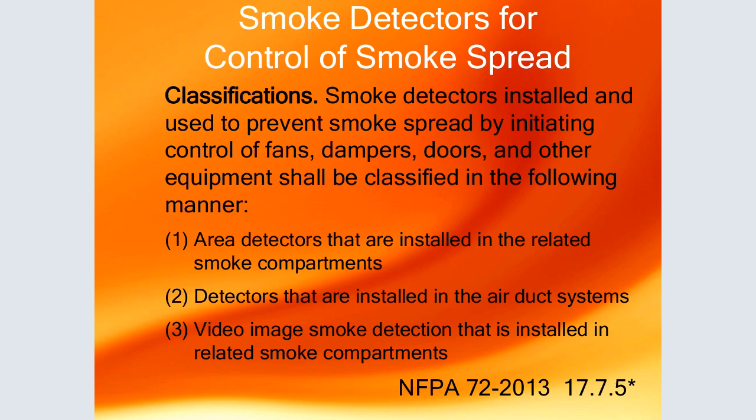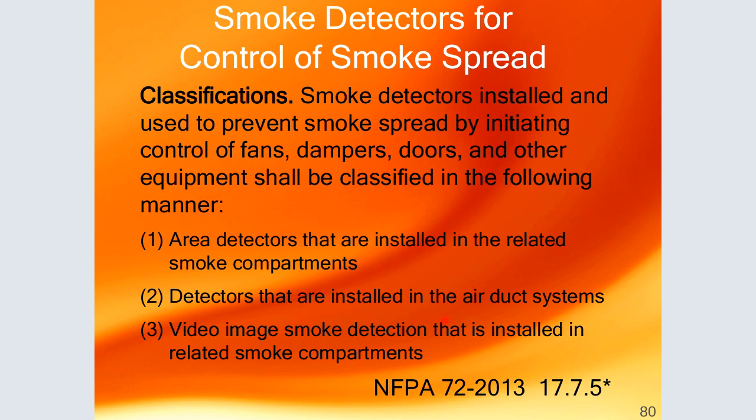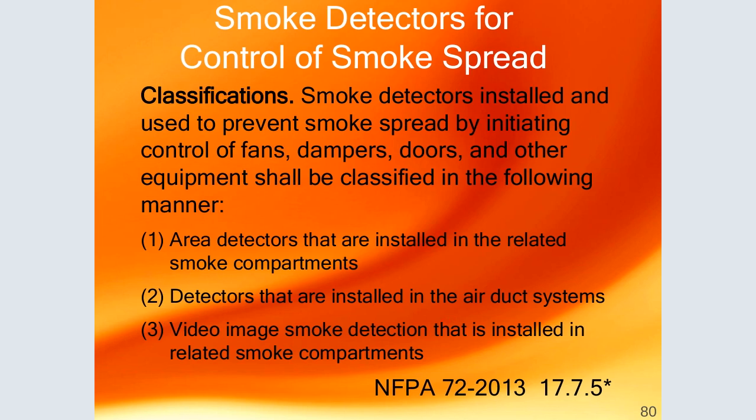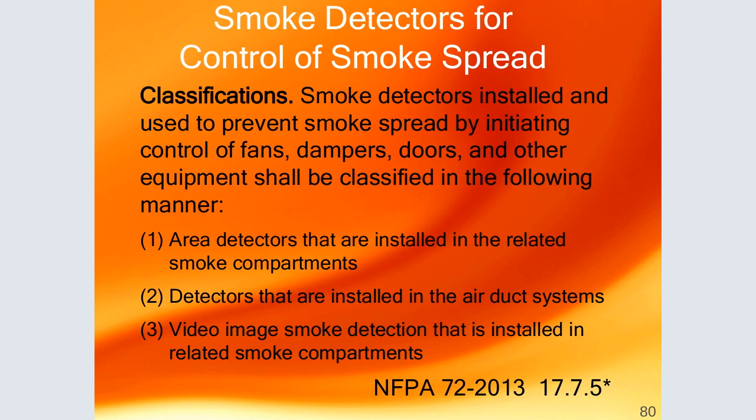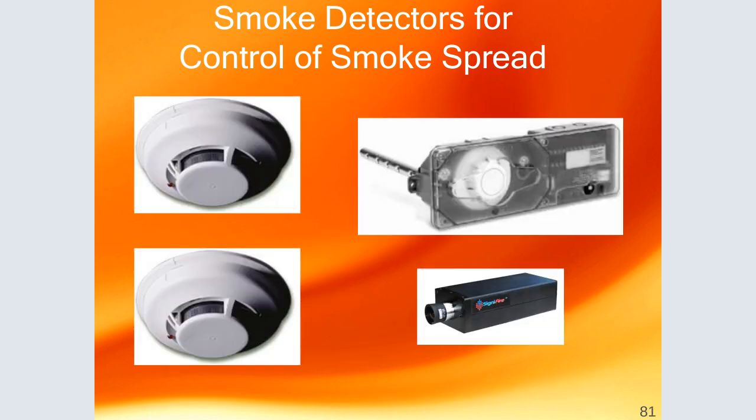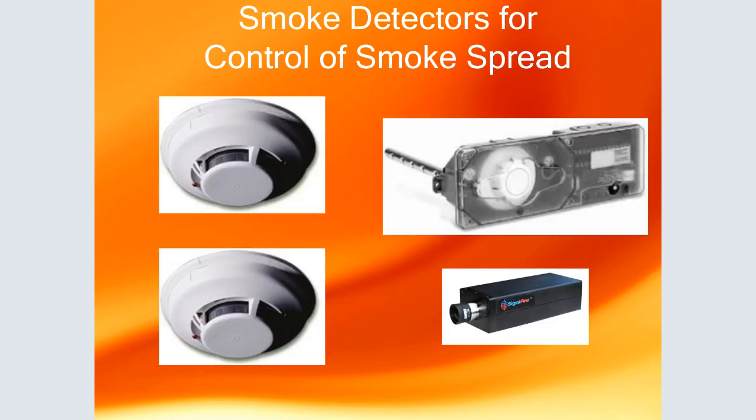Now, smoke detectors for control of smoke spread classifications. We have smoke detectors installed and used to prevent smoke spread by controlling fans, dampers, doors, and other equipment, and they shall be classified in the following manner. Area detectors are installed in the related smoke control zones. Other detectors are installed in the air duct system. We have independent smoke detection installed in the related smoke zones that is able to detect smoke.